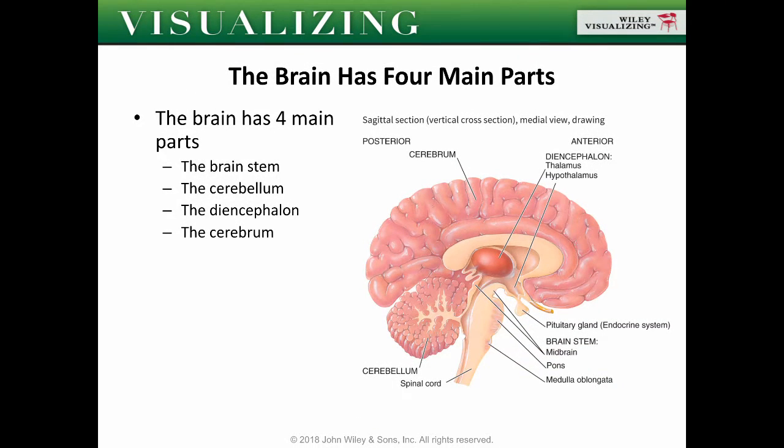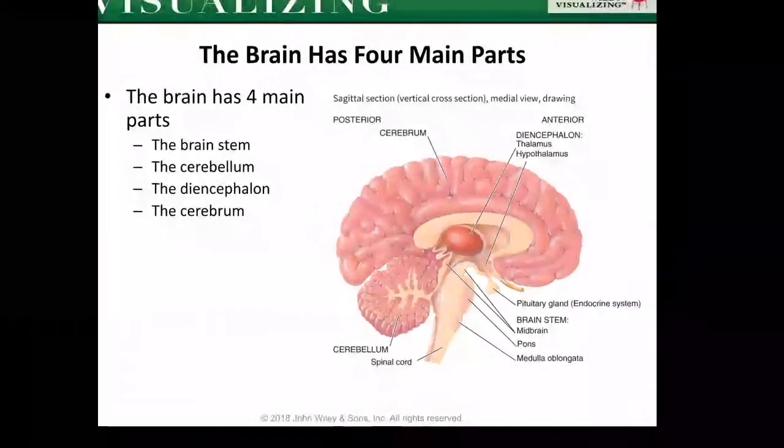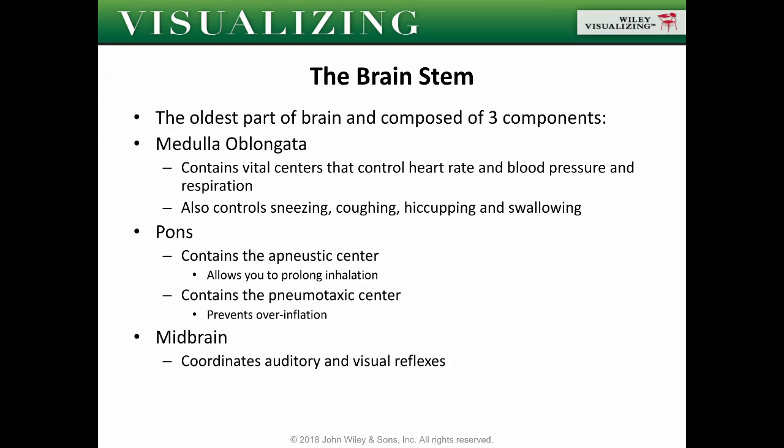It's called the brainstem because it's like the stem of a plant. And then we have the medulla oblongata that contains the vital centers that control the heart rate, blood pressure, and respiration. It also controls sneezing, coughing, hiccuping, and swallowing. The pons has the apneustic center, which allows you to prolong inhalation. It also contains the pneumotaxic center that prevents overinflation of the lungs. And the midbrain coordinates auditory and visual reflexes.